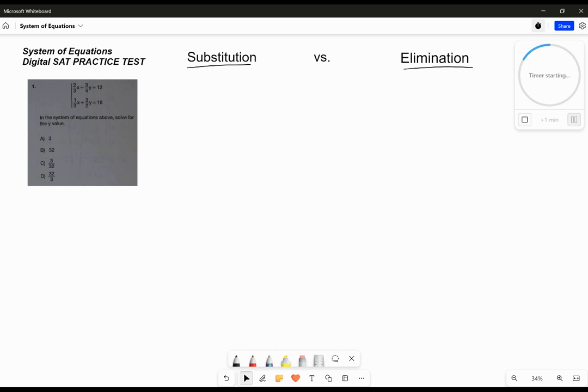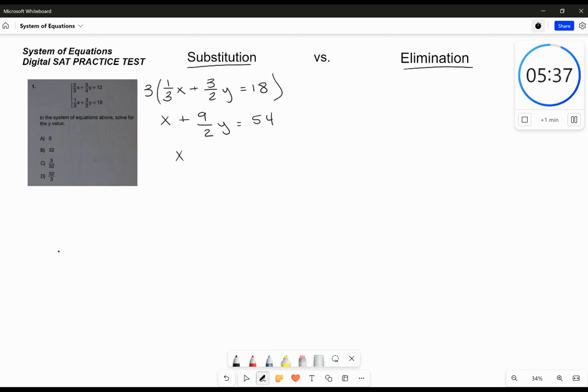So with substitution, we need to solve for one of the variables and then substitute it into the other equation. So an easy one here would be to take this 1/3 x and multiply it by 3 to make it 1 whole x. All right, then we're going to subtract 9/2 y from both sides. And we have our answer.